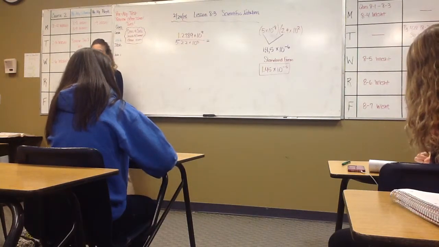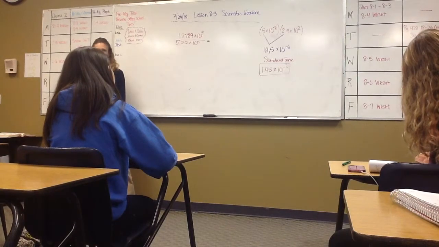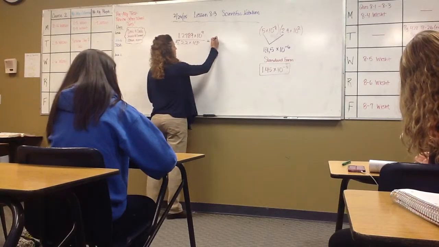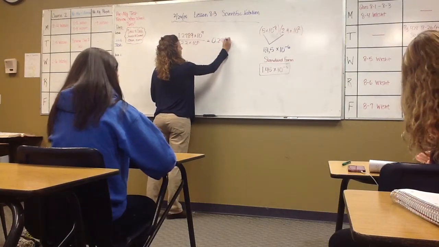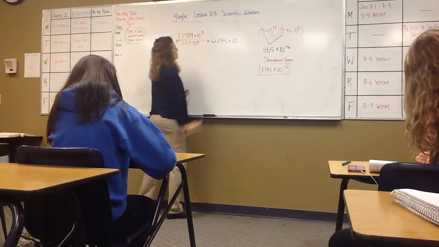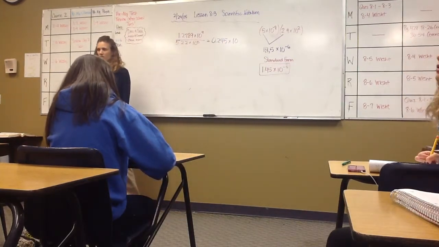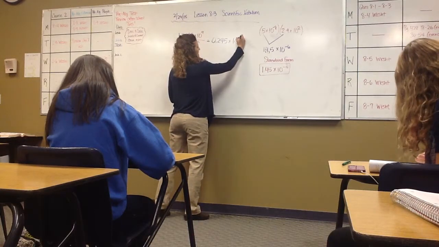I don't have a calculator. So cook me up, Raymond. 0.245. Times 10 to the what? What do I do to my exponents when I'm dividing? I subtract those exponents. To the 4th.